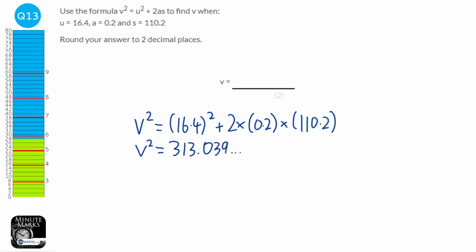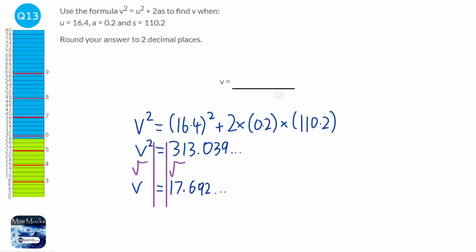313.039 and so on. And what we're going to do is we're just going to quickly solve this by square rooting both sides, because it's v squared equals and we just want v equals. So v equals, and we're just going to square root that on the calculator, 17.692 and so on.